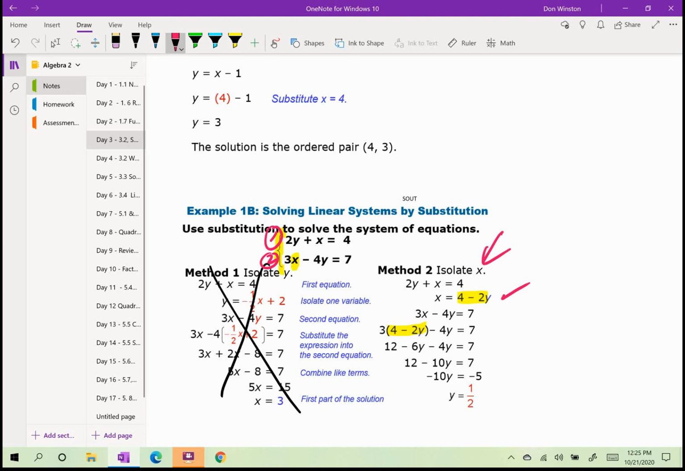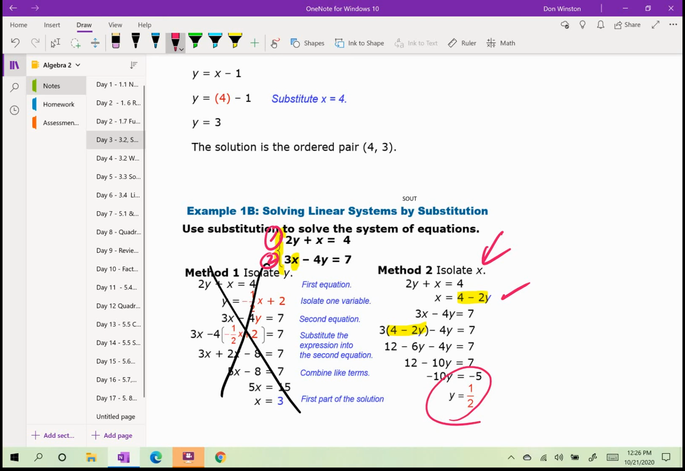Finally, we subtract 12. We get negative 10y equals negative 5. And then you divide by negative 10. And you get 5 over 10, or 1/2. So there, we found the value of y.